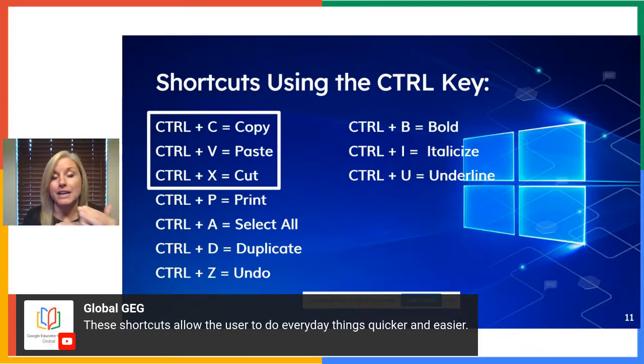So the letter V is the key that we press to paste something. And you might think, okay, how am I going to remember that? V, there's no V in the word paste. It doesn't make any sense. Well, when you look at your keyboard, the letter C is on the bottom row of your keys, and the letter V is right next to it. So Control C, copy, Control V, paste.